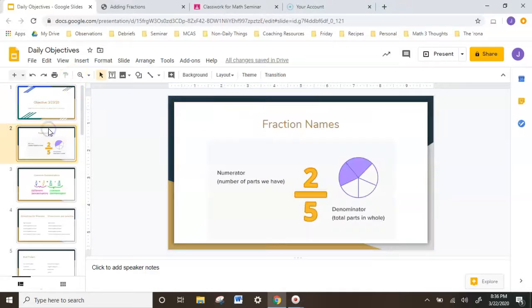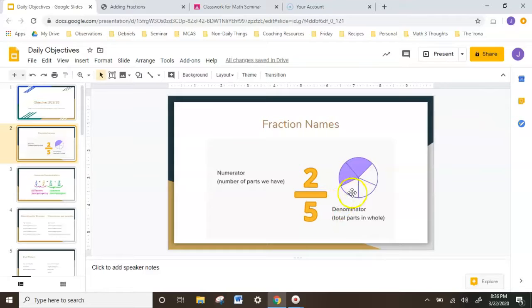So, two important sets of words. The first is a review: numerator or numerador, denominator or denominador. Remember, recuerda, numerator means the number of parts that we have. So 1, 2. Son colorados, so the parts that are colored in, and then denominator is the parts in total, like los partes en total.